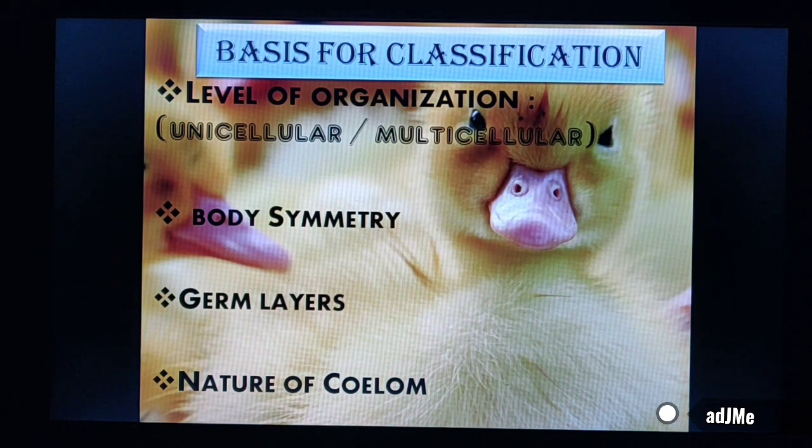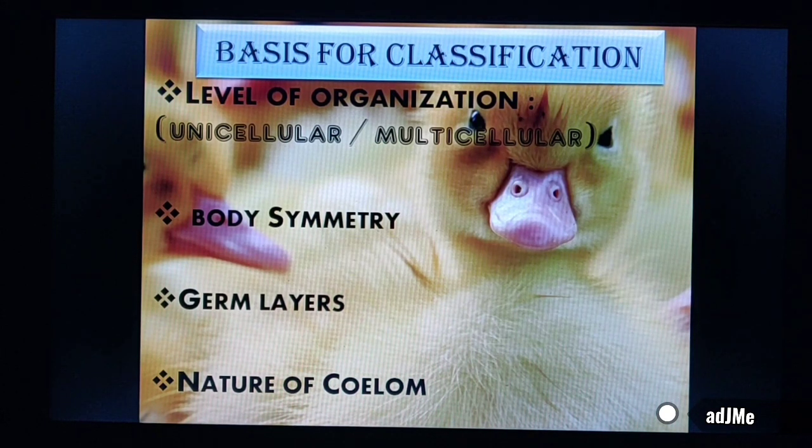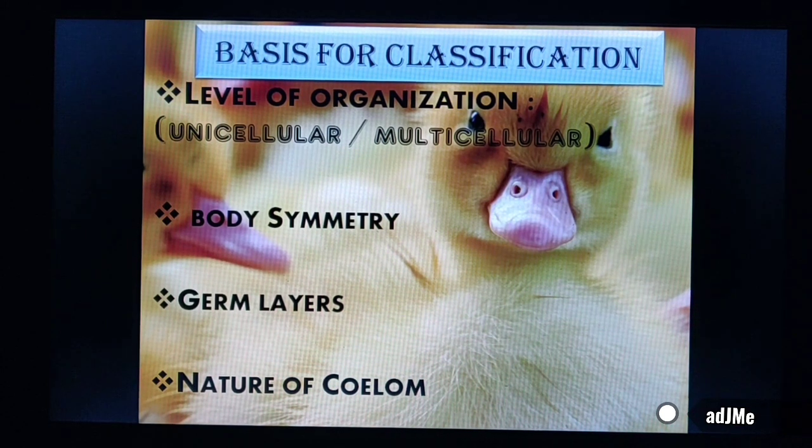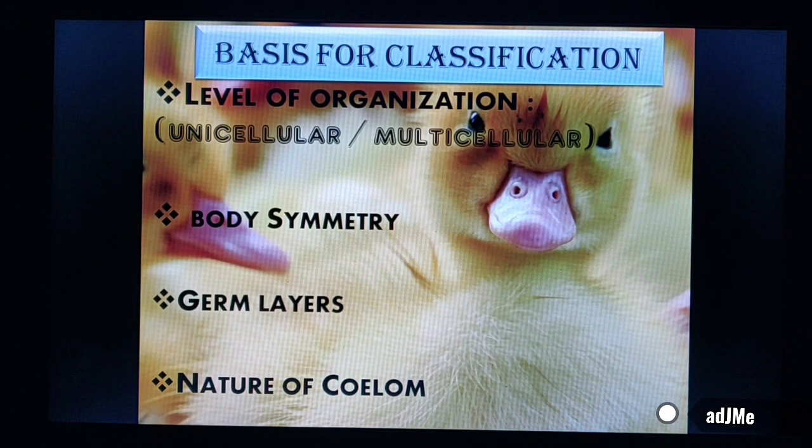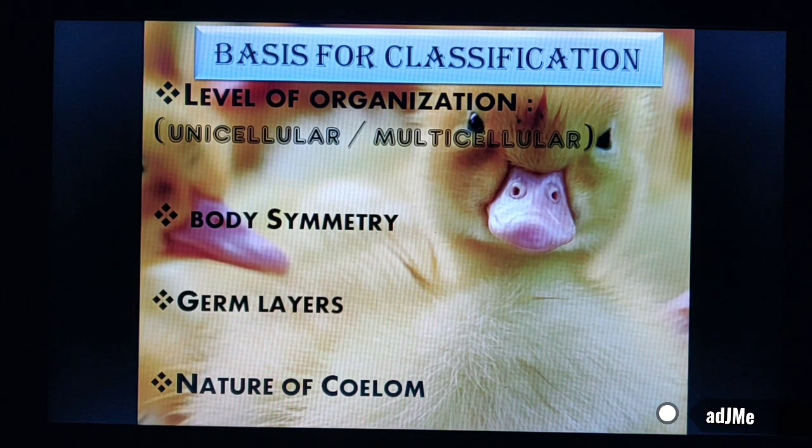Basically we have 2 types of living organisms. One is unicellular and the second one is multicellular. This is based on the number of cells. If an organism is made up of only one cell, it is called a unicellular organism. If it is made up of many cells, it is called a multicellular organism.